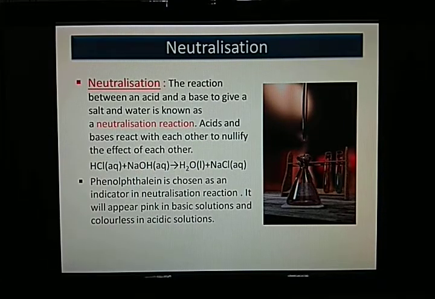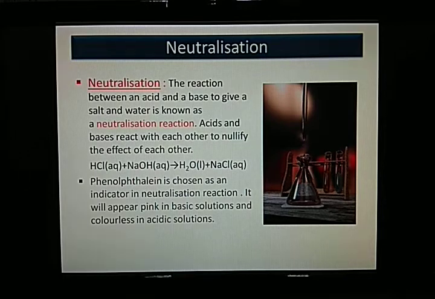Clear? So why does this happen? Because we have added sodium hydroxide, NaOH. Sodium hydroxide is what? A base. So if you keep on adding the base, the solution gradually turns into a basic solution.